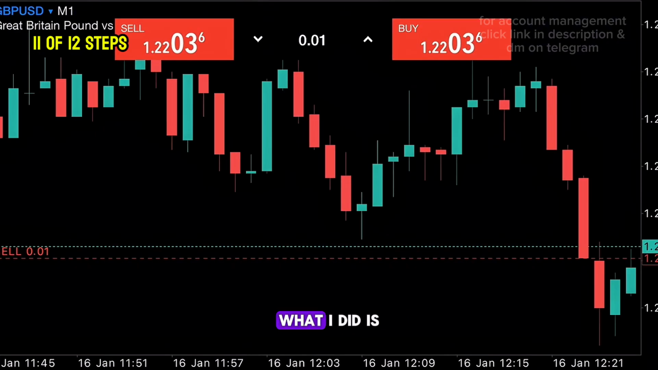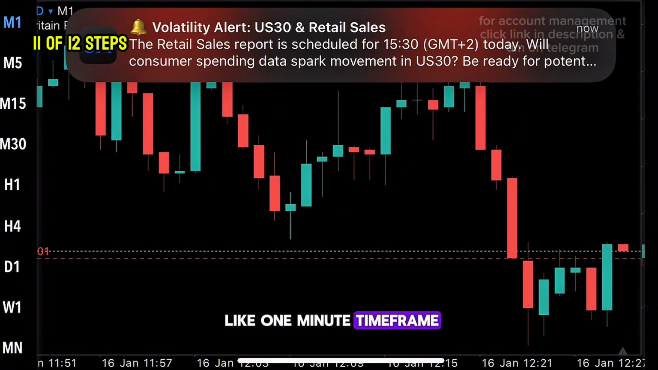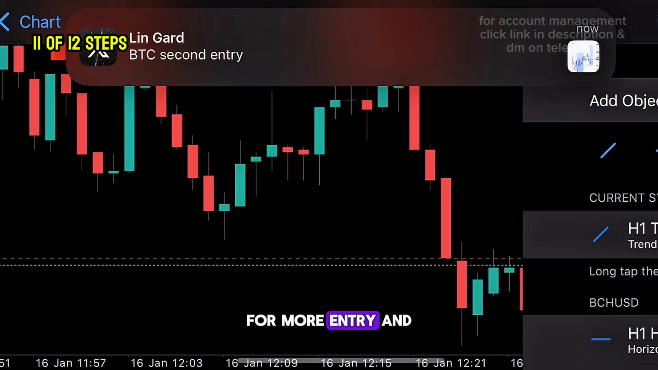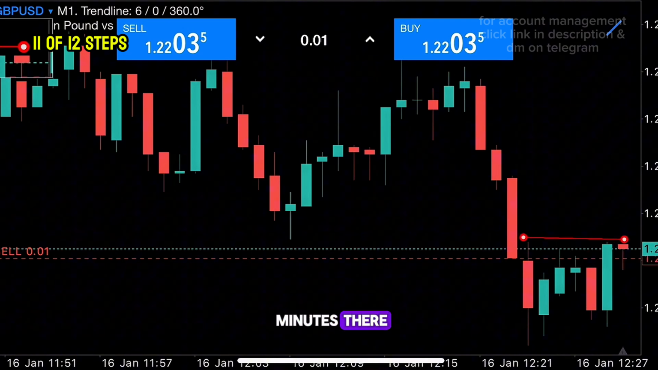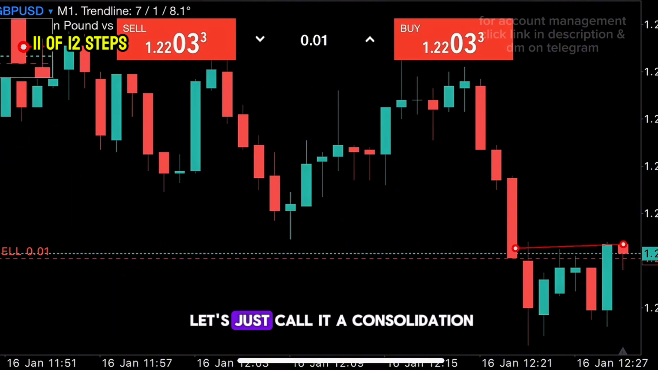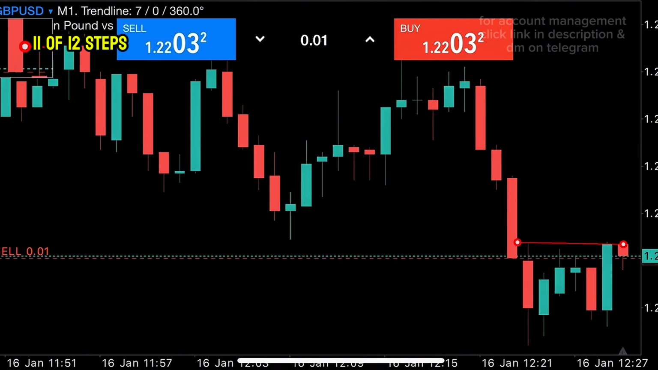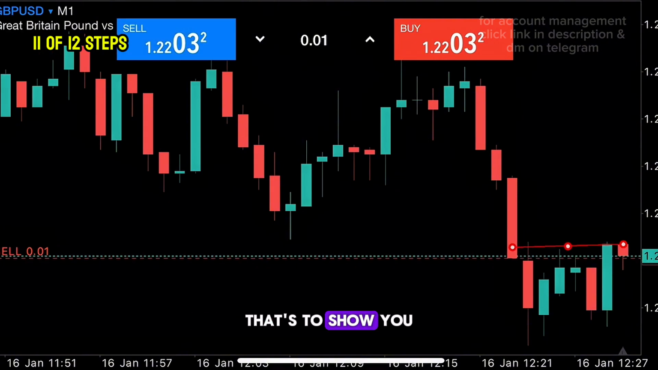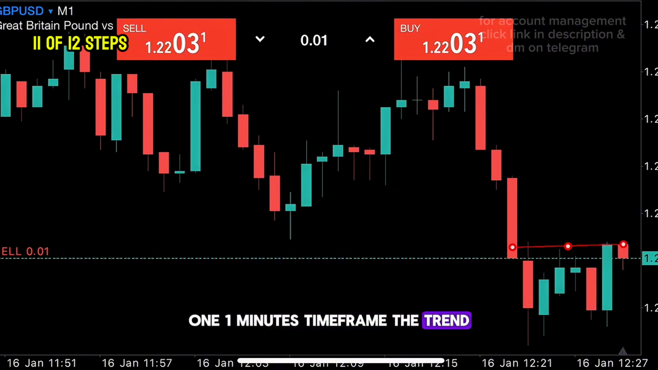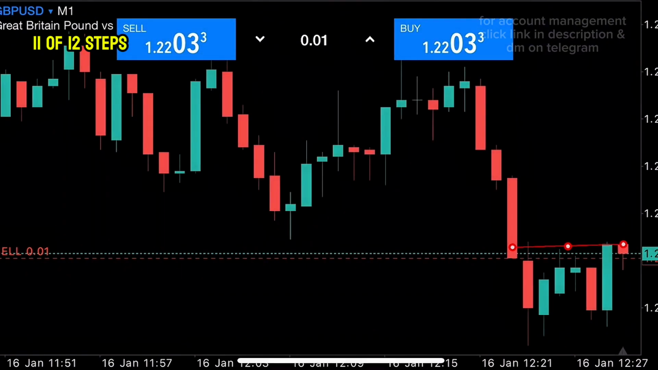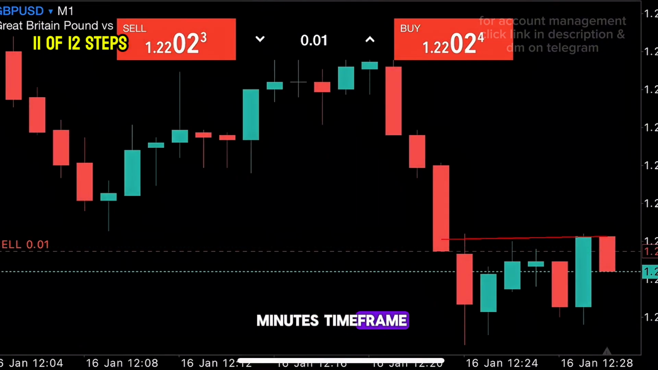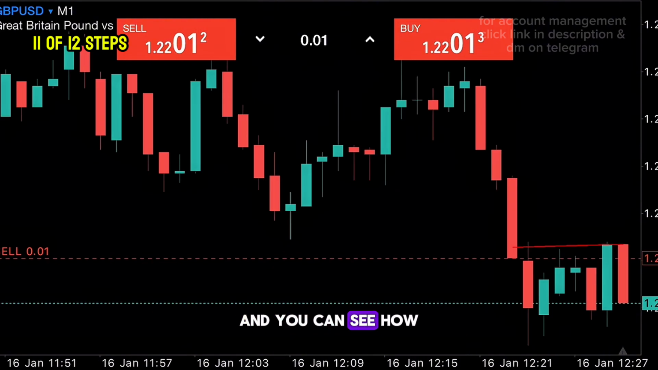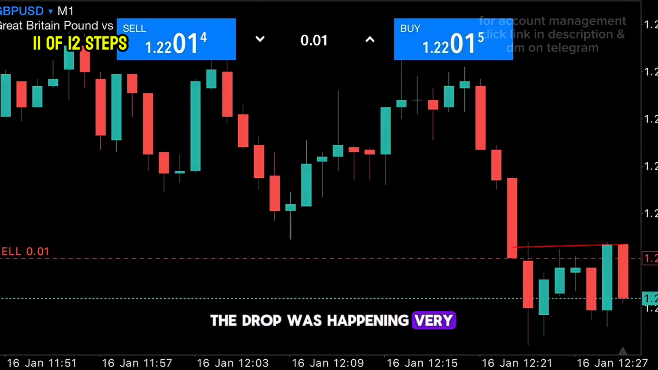And what I did is that I went to 1 minute time frame for more entry, and I saw a liquidity grab happening on 1 minute there. Or let's just call it the consolidation. You can see that price did not take out that high there. That's to show you that even on 1 minute time frame, the trend is bearish, literally bearish on the weekly, on H1 time frame, on 15 minutes, and then on 1 minute time frame. That's crazy. And you can see how the drop was happening very, very fast.